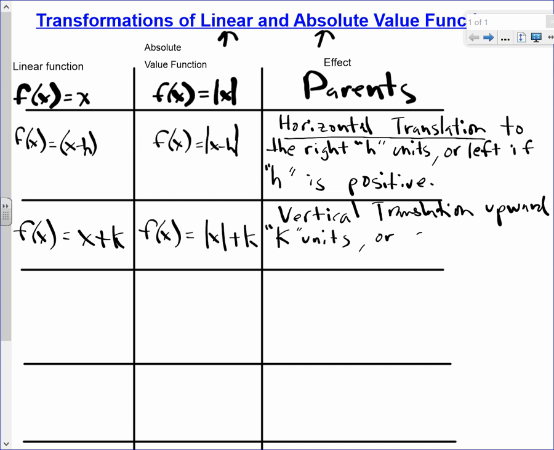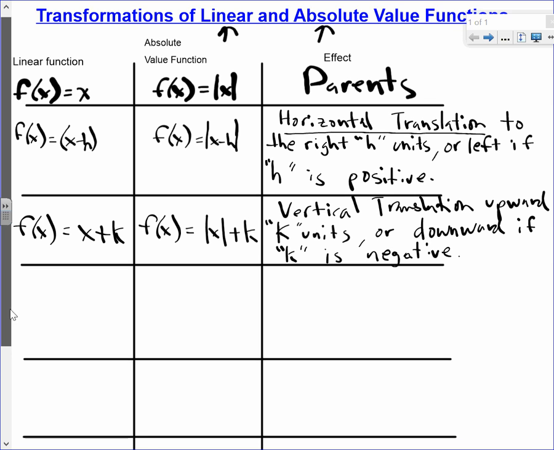Or downward if K is what? Gracias. We're rocking and rolling. So far, so good. You're kind of familiar with this already. I've kind of primed you already, prepped you for this lesson. Let's get into the next one.